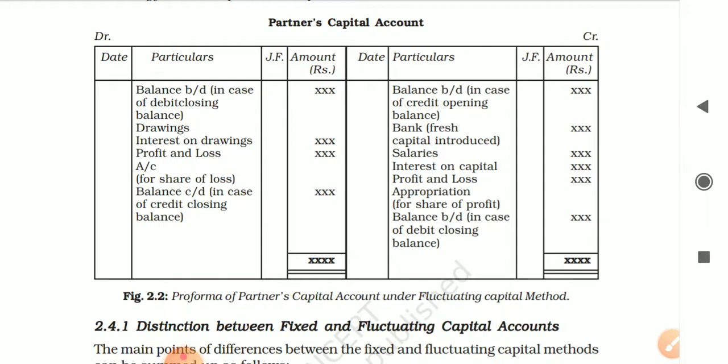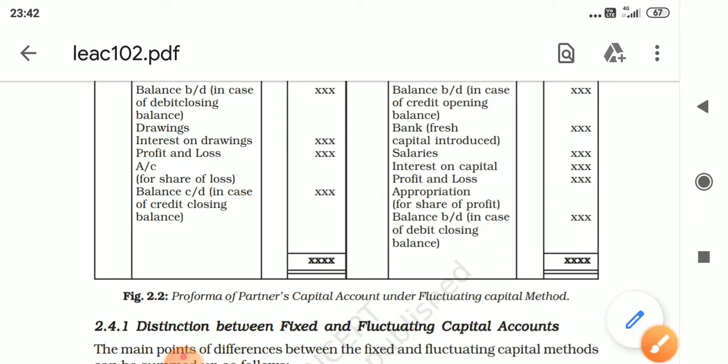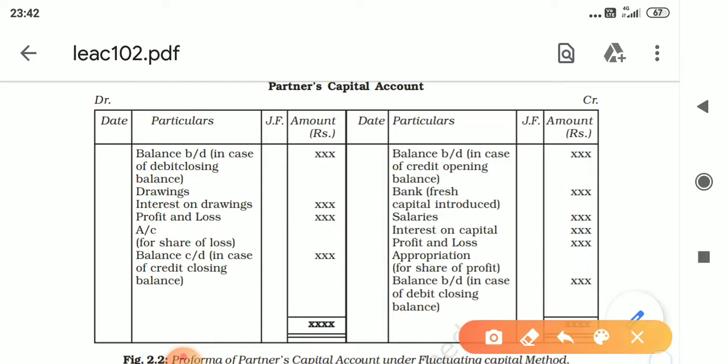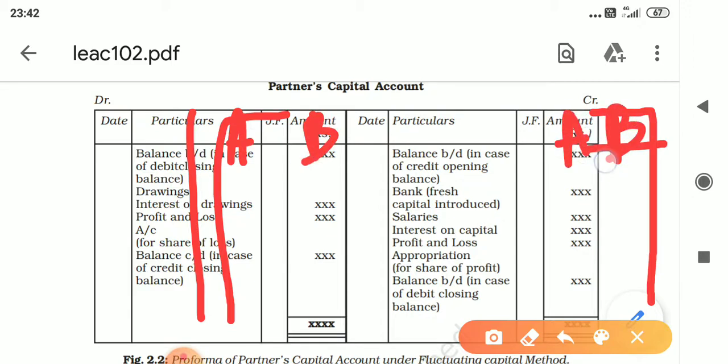But we have more than one partner, isn't it? So we will be drawing two amount columns or as many amount columns as per the number of partners. So suppose you have A and B, two partners. Then we will have two amount columns. This is for A and this is for B. This is for A, this is for B. This is the journal folio. Understood?